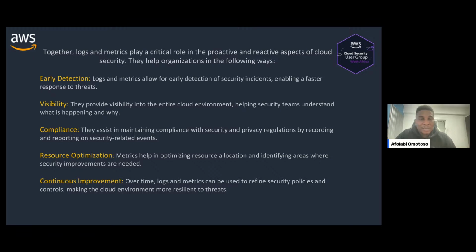And that is why, like mentioned earlier, it is always good when you have logs, you set up the metrics, then you can set up alerts. Because everybody can't spend the whole day in front of a computer, you can get alerts for things that are not the way they should be. So early detection of these things, logs and metrics help us with that, and it gives us visibility into the entire workload that we have in the cloud. So it provides the ability for the security team to understand what exactly is happening and why that thing is happening.